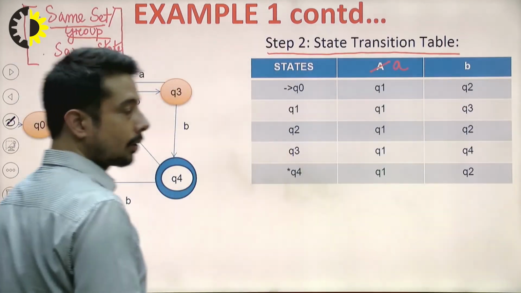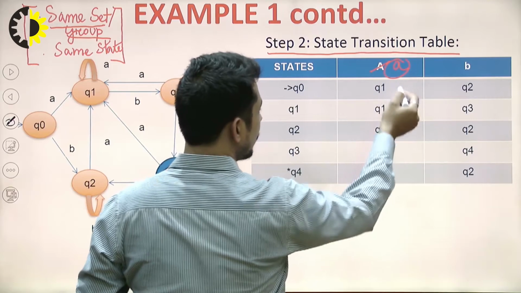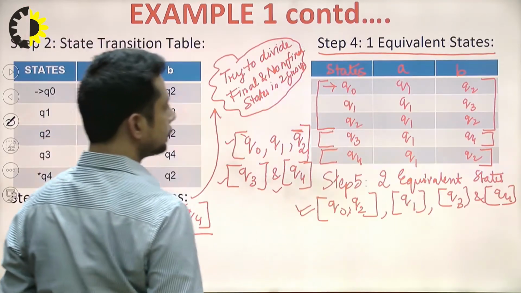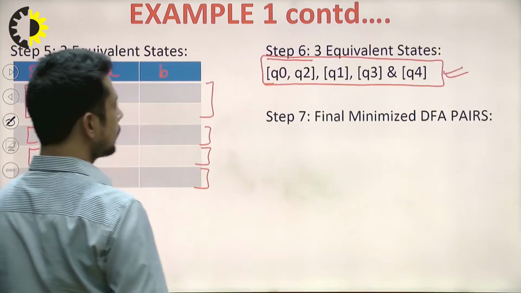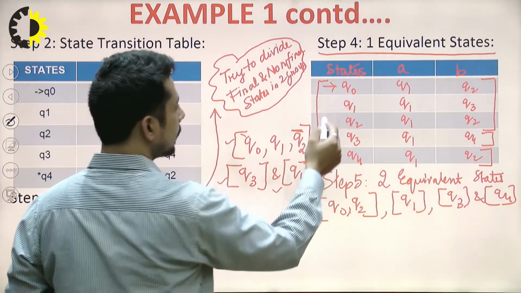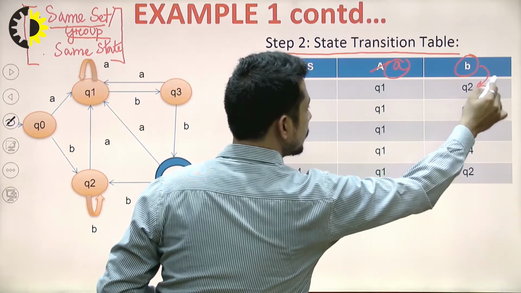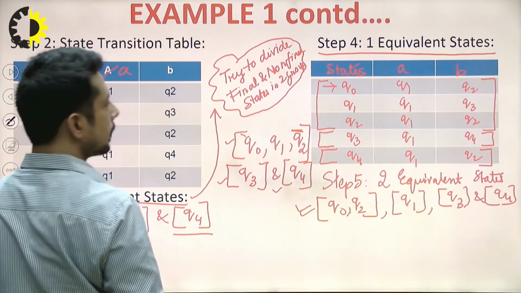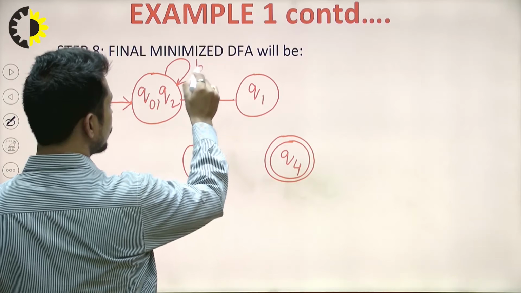Now, if you look into the concept, Q0 and Q2 on seeing input alphabet A, where is it going? It is going to Q1 and Q1. Correct? Q1 and Q1. Then Q0 and Q2 on seeing input alphabet B, where is it going? It is going to Q2 and Q2. Correct? Therefore, what will it be? It will be a self loop. So, this is for B, this is for A.